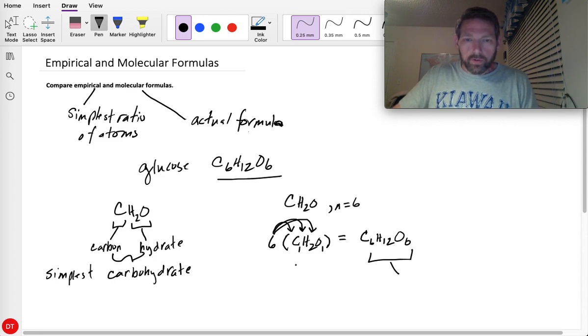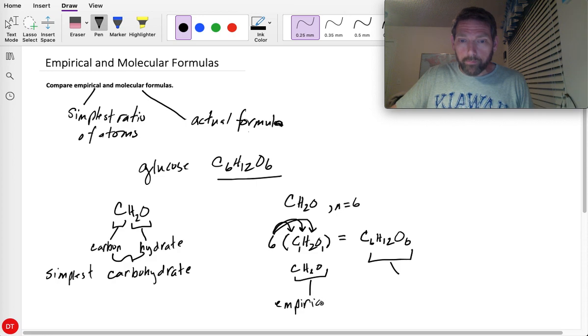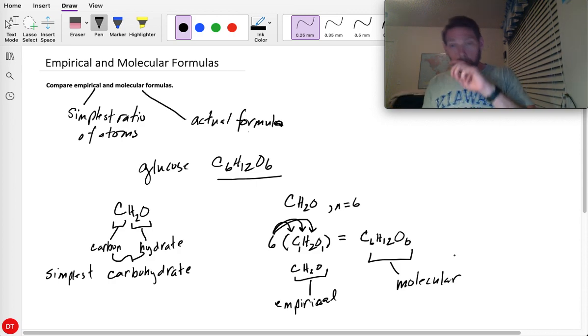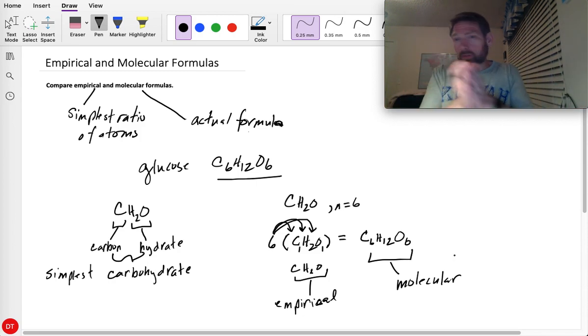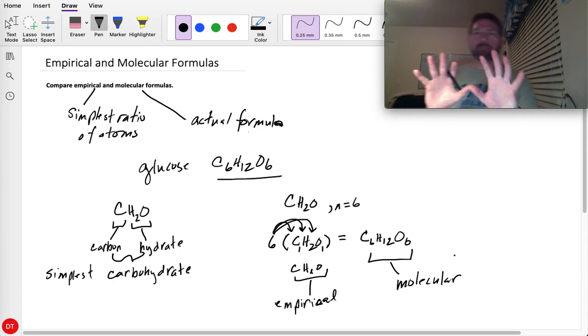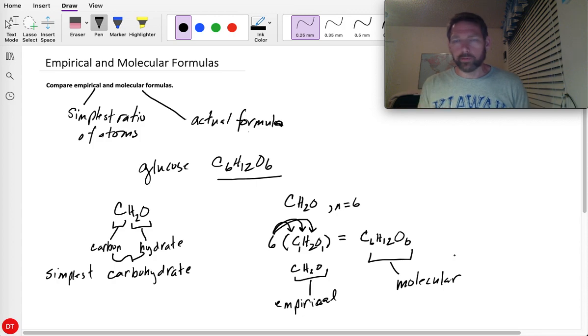So let's think about this versus this. If we look at the definitions we have up at the top, the simplest ratio right here is CH2O. We would know this is the empirical formula. And then this would be the molecular formula, the actual formula for that particular sugar. So if n equals 4, it's going to be a different number. The ratio stays the same, but the actual molecular formula is different because you have a different n value, right? So that's the basics of empirical and molecular formulas.